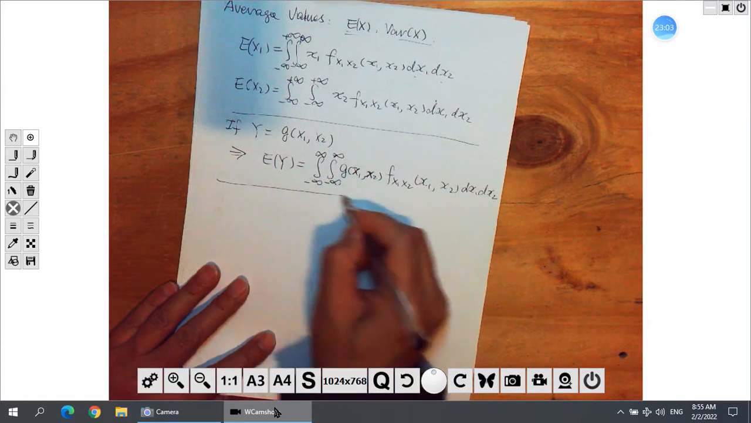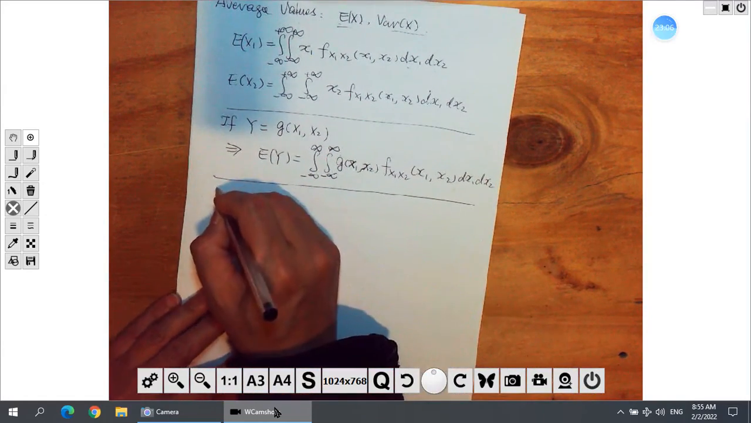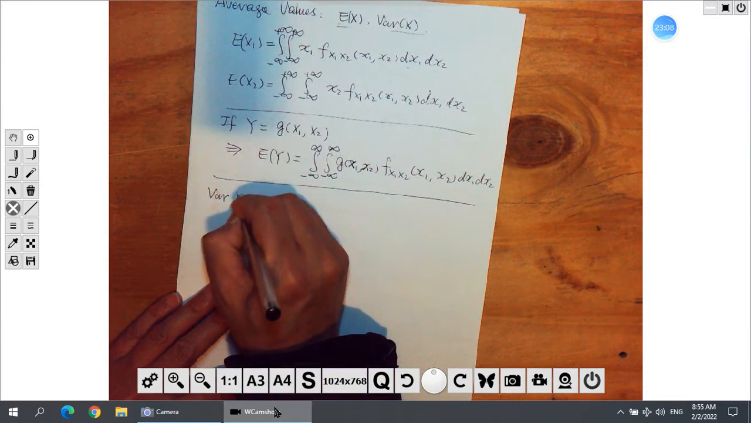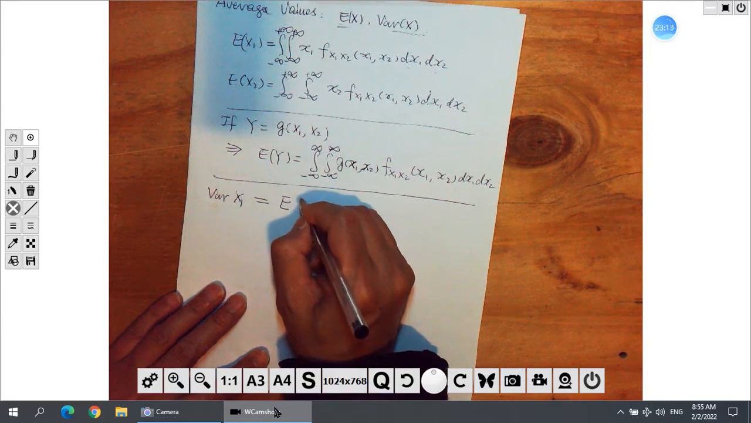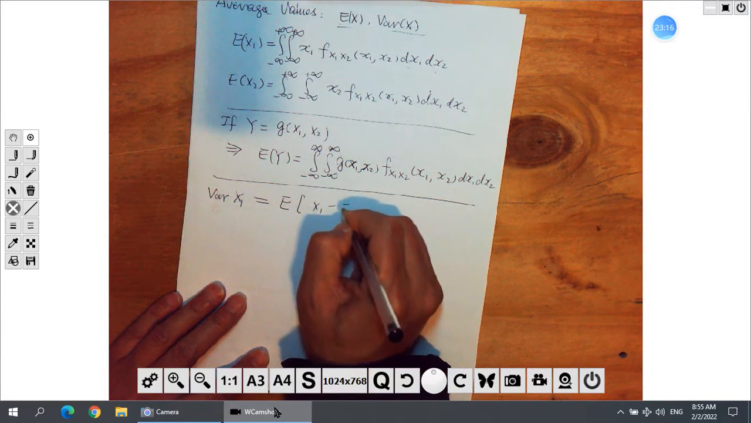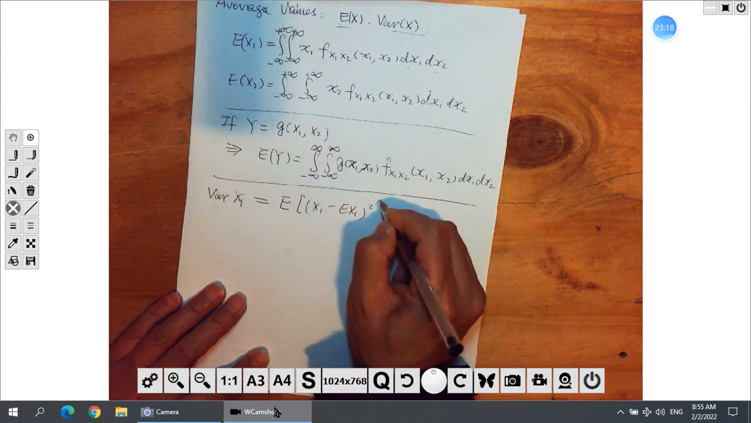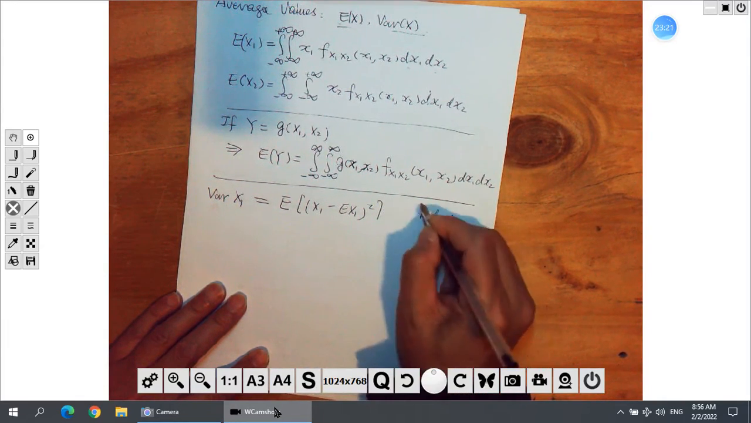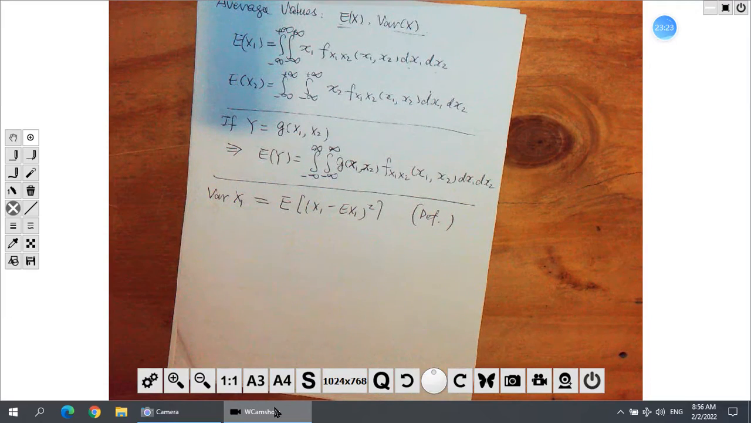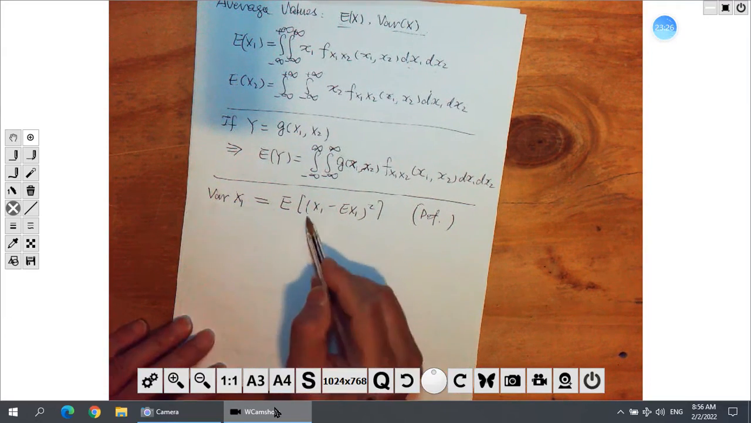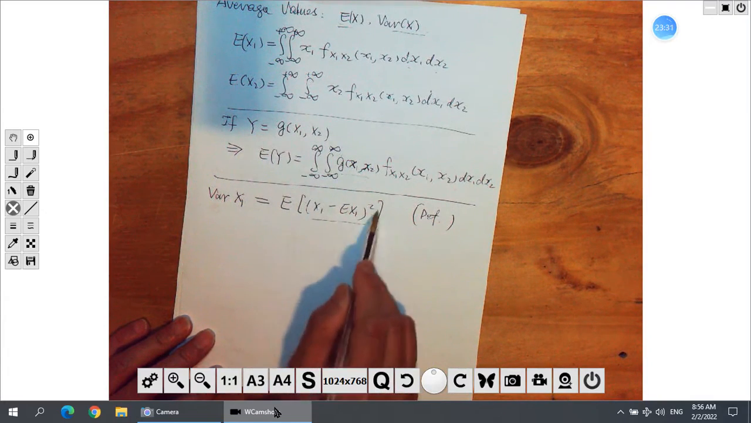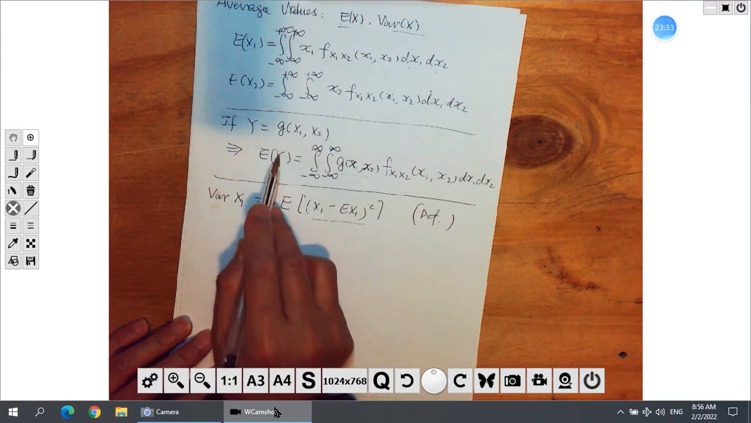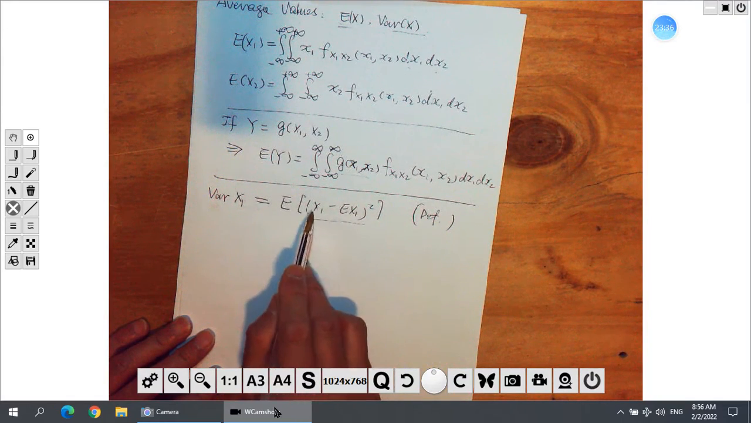Then we can have a more general case. Now we consider the variance of x1. By definition, this is the expectation value of x1 minus E of x1, take the square. Right, this is the definition. We have the variance of x1. Now how to calculate? You see, now g is this part. Right? Y is g, right? This part inside, this is g. Now you replace g by this, then you can calculate.